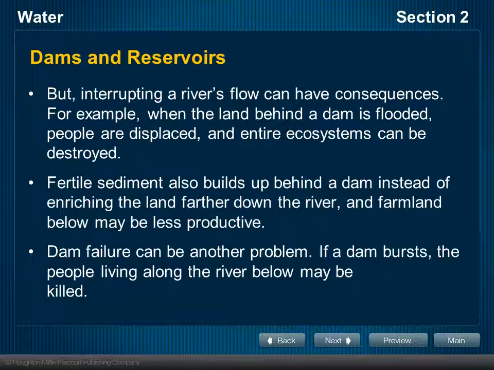And of course, then you have the issue of dam failure. I mean, these dams are engineering feats, okay? They're amazing, but man has built them. Even the best have issues down the road. And if a dam completely gives way, if a dam bursts, people living downstream along the river can be killed. It can have all kinds of huge impacts downstream.